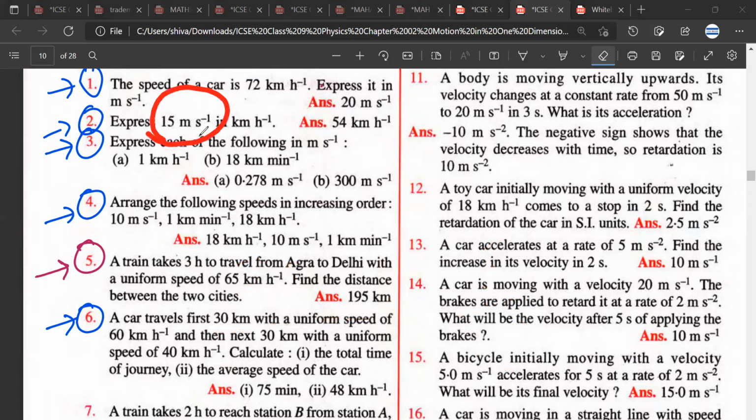Okay, so similarly, 15 meter per second into kilometer per hour, sir, what should I do? I'm sorry, 18.